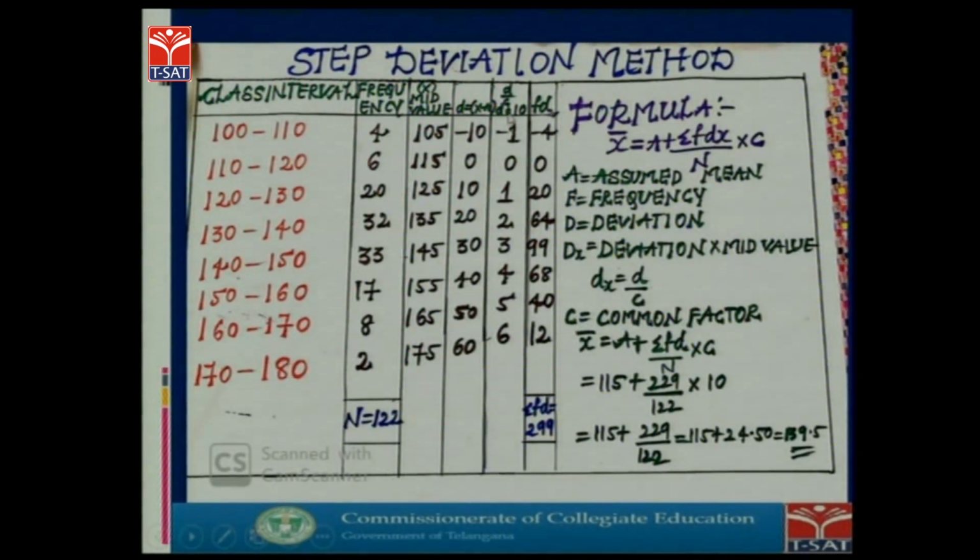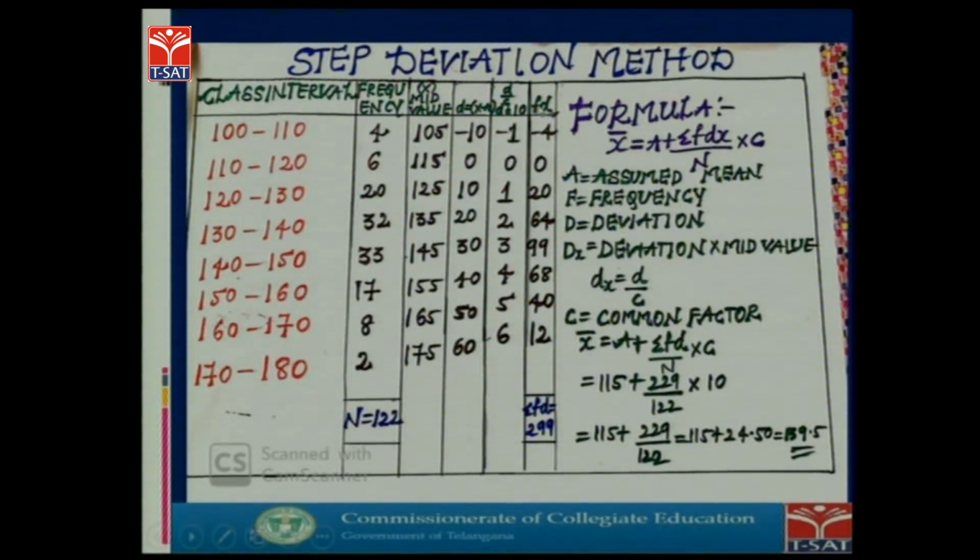Now d divided by c. c is the common factor. How will we get the common factor? In class intervals they will be giving these two numbers, that is 100, 110. What is the difference between these two? That will be 10. That is the difference is 10. That will be taken as the common factor. d by c, so we have to divide both. d is this value and d by c is this value. minus 10 divided by 10 is minus 1. 10 by 10 is 1. In this way we have to do d by c.